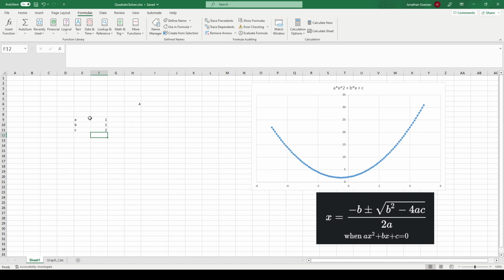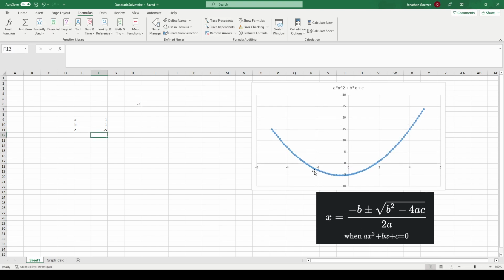Now, we can see that for these values, 1, 1, and 2, there is no intersection with the 0 line, so we're going to change that and make it equal to minus 5. So now we can see when we solve this, we should be able to find some actual roots to this equation. But it's not one that's easily factored all by itself. So let's write a formula that does this.